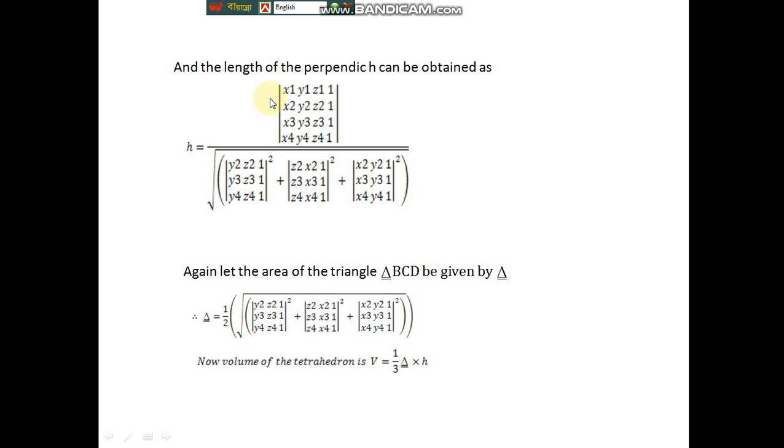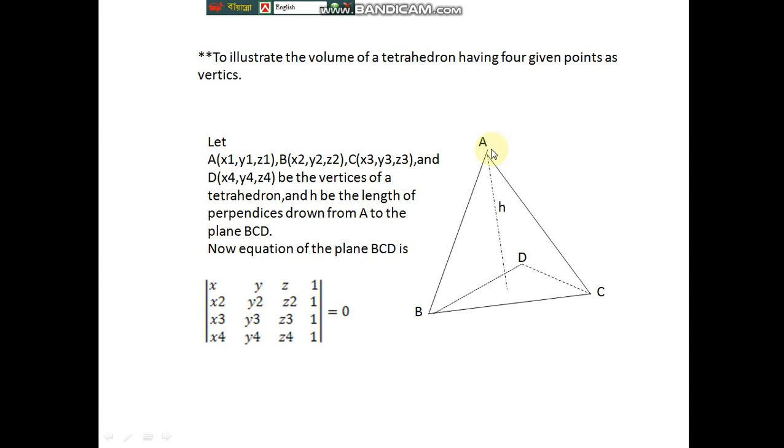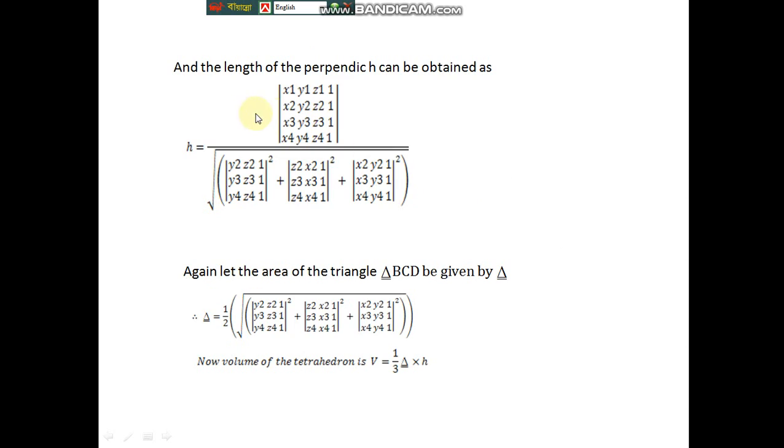And let us consider the vertex A, and the perpendicular distance from A to the plane BCD is h. So we formulate the length of h as h equal to a determinant with rows x1, y1, z1, 1, x2, y2, z2, 1, x3, y3, z3, 1, x4, y4, z4, 1 as the numerator, and then another quantity as the denominator.